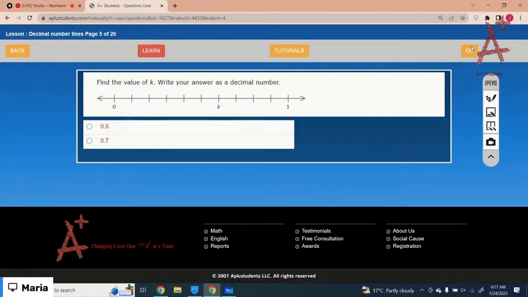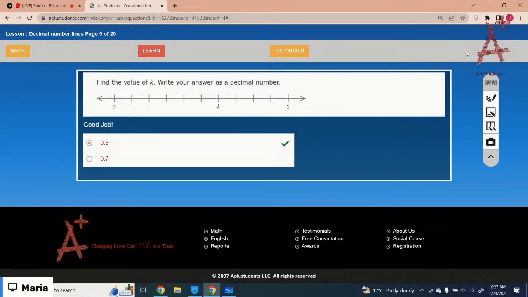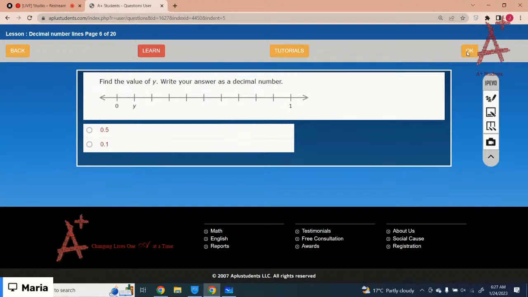The value of k would be 0.6. It is 0.6. Okay, find the value of y. So what is the value of y? It would be y is at 0.1. Got it?